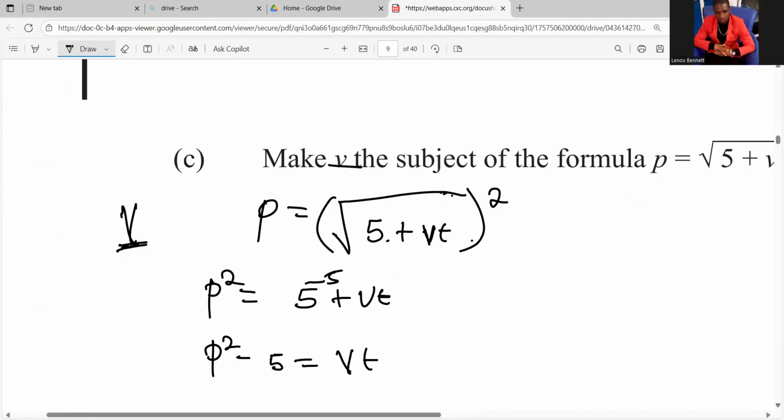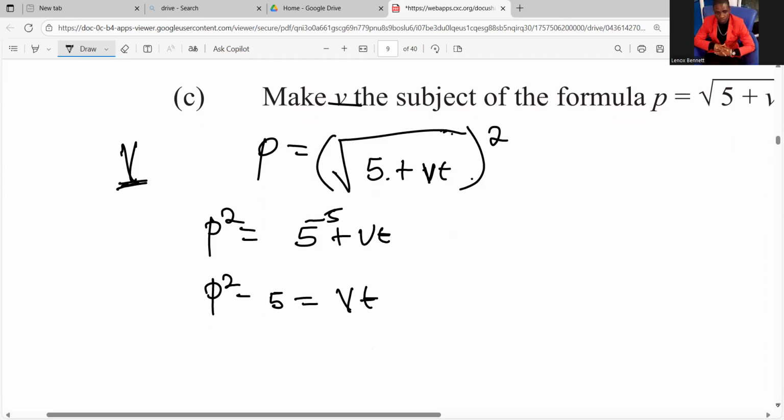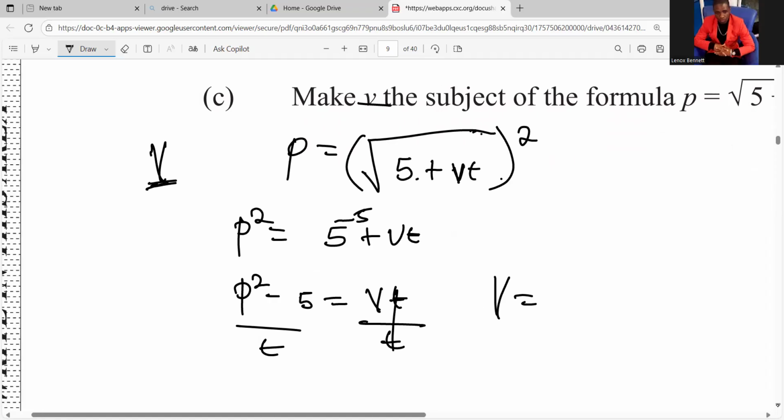What's the opposite of multiplying by T? Divide by T, so we get V by itself. We got V as the subject. So we have V equals P squared minus 5 over T, and that is our answer. Very nice one.